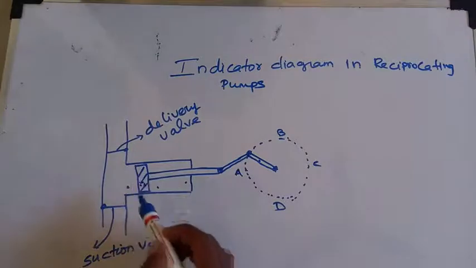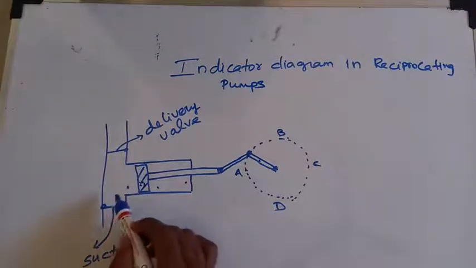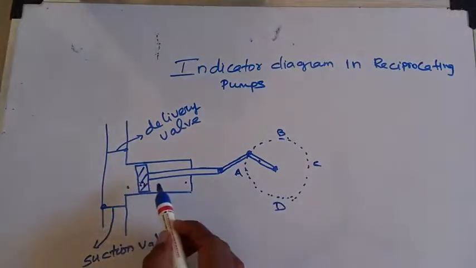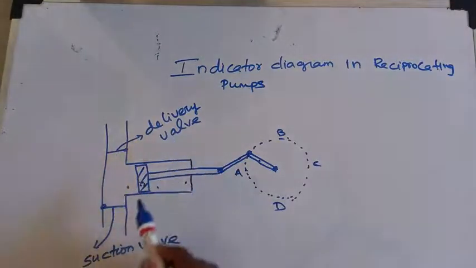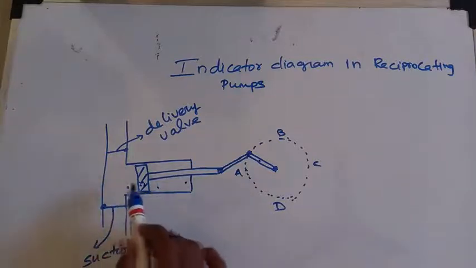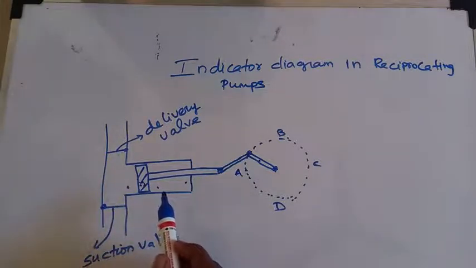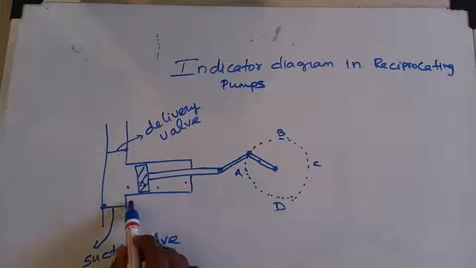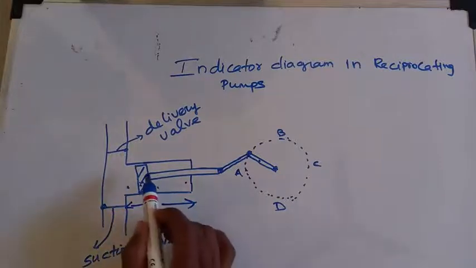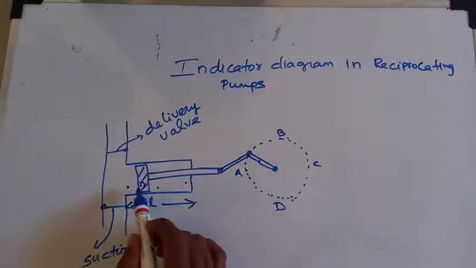Like this, during suction the suction valve opens and the delivery valve will be closed. During delivery, the delivery valve will be opened and the suction valve will be closed. Like this only, the reciprocating pump is acting. This is called the length of the crank. During the travel of this length, there is some variation in pressure.